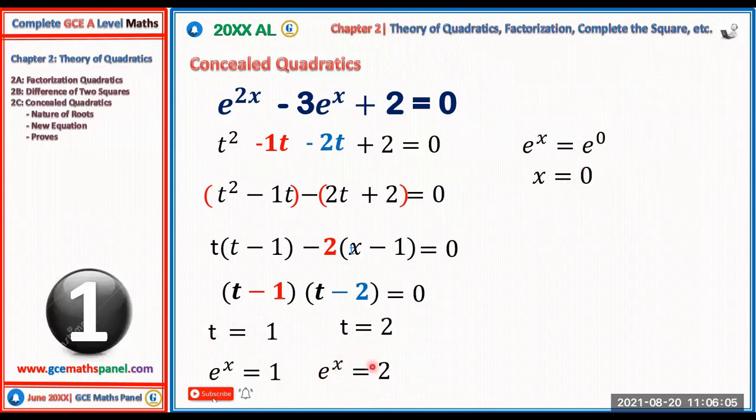For this other one, it is not possible for us to make the bases the same. So what we are going to do there is take ln on both sides. Remember, ln is log when the base is e.